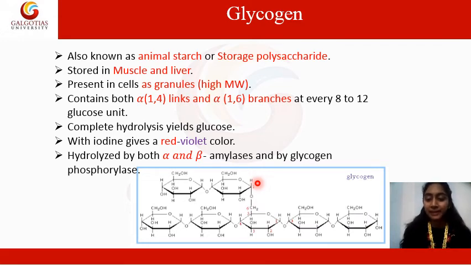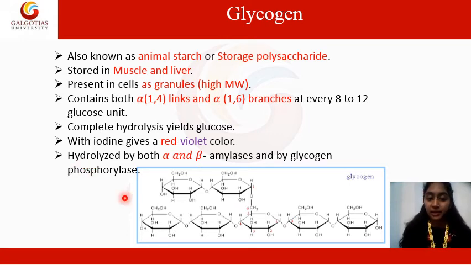So when we completely break down this glycogen, what do we get? We get glucose. So here it is written, complete hydrolysis yields glucose because it is completely made up of glucose. And when we react this glycogen with iodine, it gives a red-violet color. It is a very important test. We are going to read about this in further lectures also, in tests of carbohydrates.